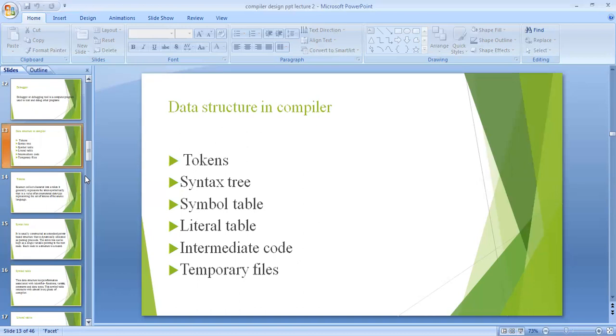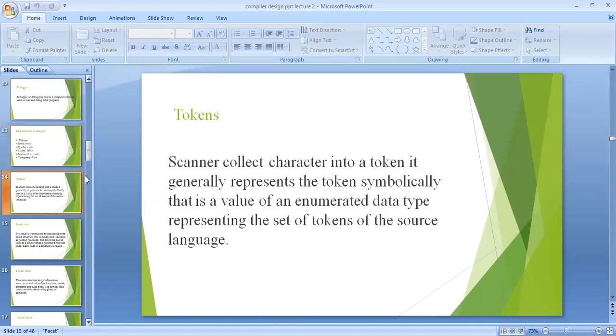Now I will discuss what is a token, what is a syntax tree, what is a symbol table, what is a literal table, what is intermediate code, and what are temporary files. Now tokens. The scanner collects characters into a token. It generally represents the token symbolically. This is a value of an enumerated data type representing the sets of tokens of the source language. So this is what a token is. We can say that a collection of characters is also a token.